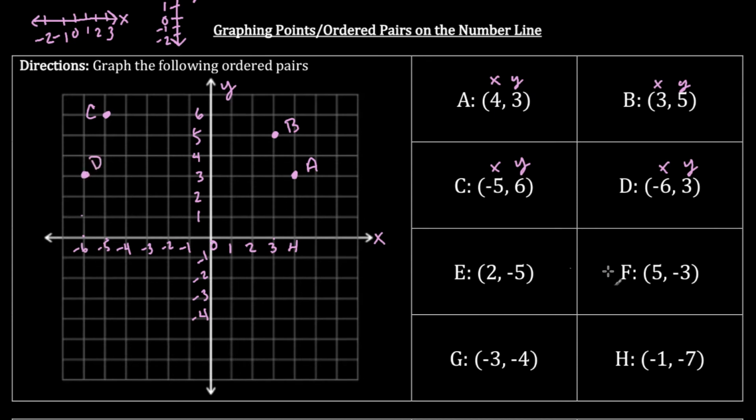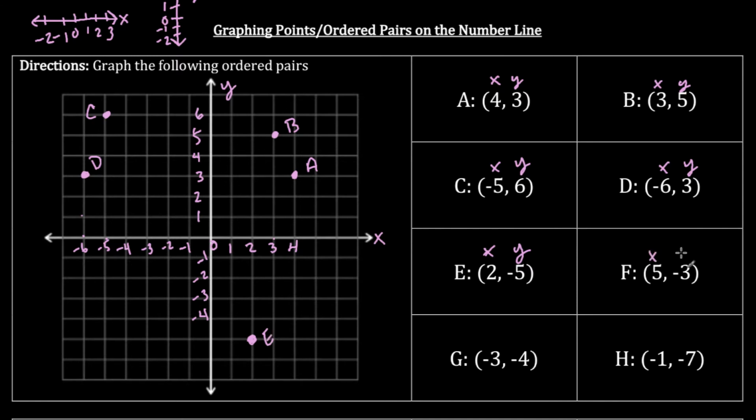Okay, so we have E, F, G, and H left. So E is x and then y, as they all are. So my x coordinate is 2, so x-axis 2, y-axis -5. 1, 2, 3, 4, 5. And this is E.